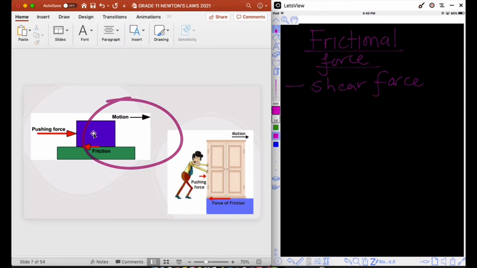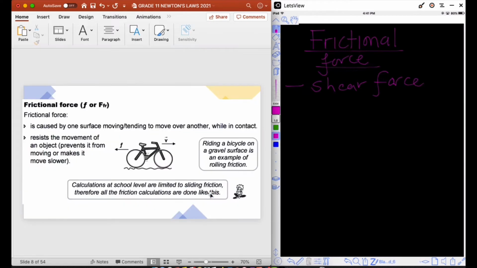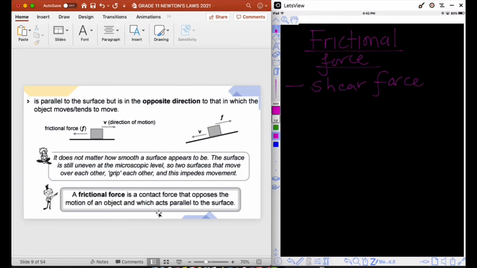Again, if you look at these two diagrams, the purple box and the green box at the bottom, if a pushing force is applied on the purple box, there is going to be frictional force between the two surfaces of the purple box and the green box. And again, the frictional force you can see is parallel to the surfaces of the two boxes. The same applies to a person who's pushing a wardrobe. The frictional force again is parallel to the two surfaces, the bottom surface of the wardrobe and the ground on which the wardrobe is sliding. So by definition, we can say frictional force is a contact force that opposes motion of an object and which acts parallel to the surface. It's always parallel to the surface.